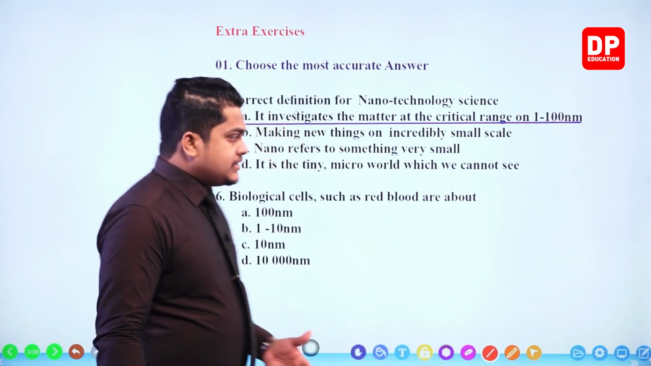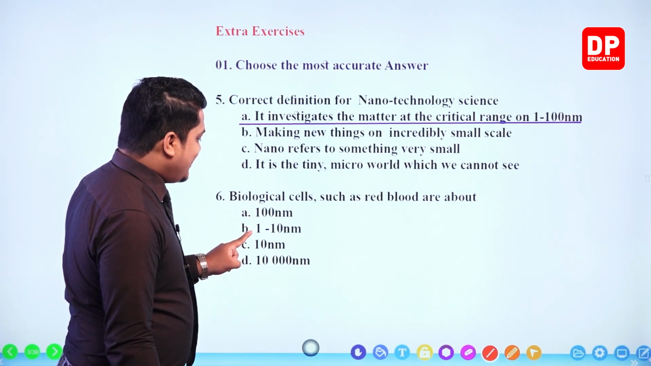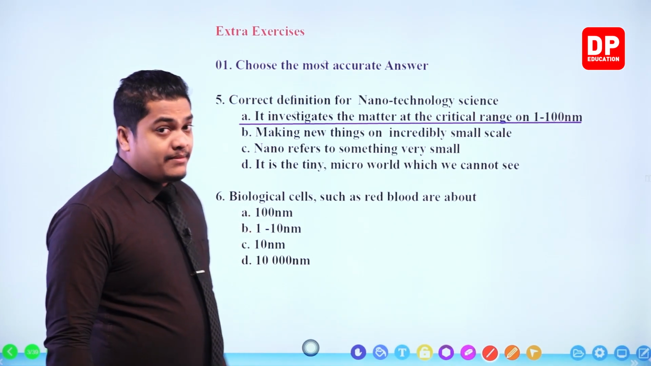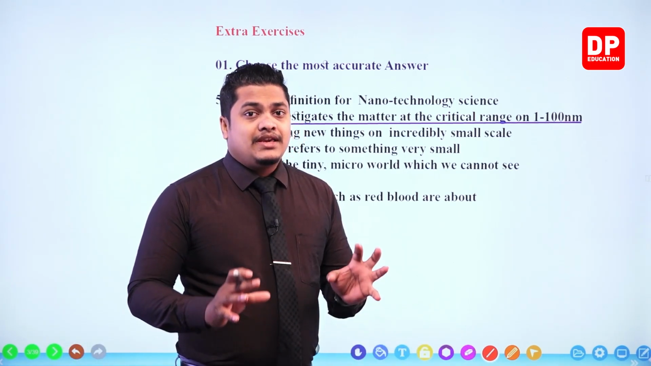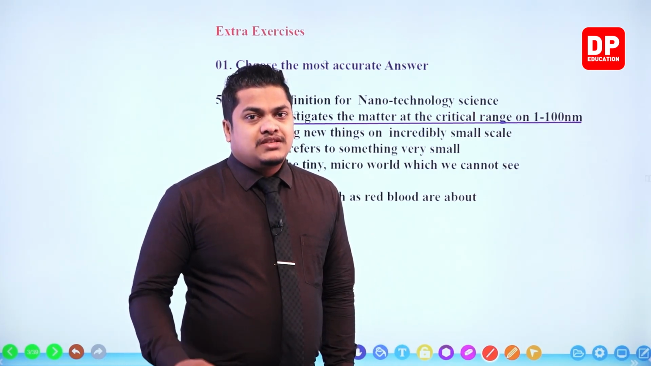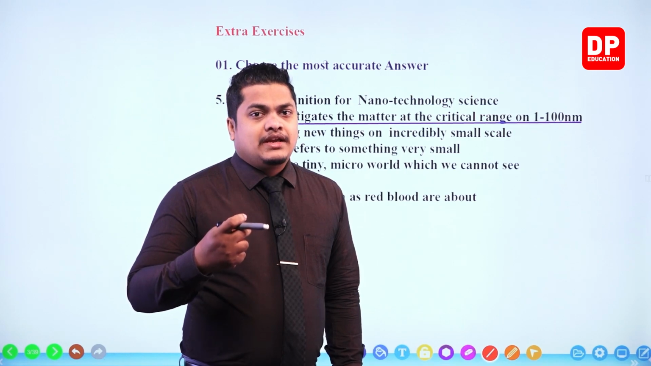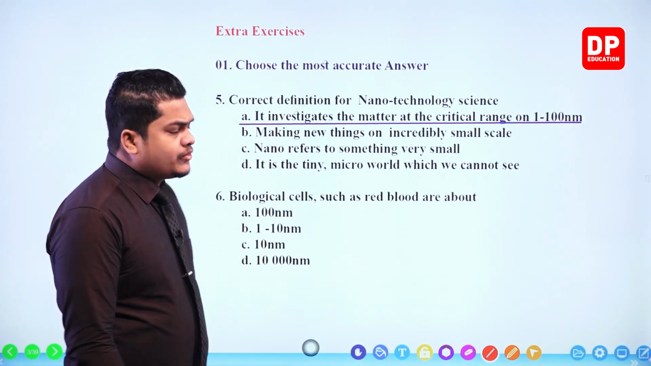So all the answers which are given over here, 100, 10, 10, can be neglected for sure, because these things cannot be the size of a red blood cell. So our possible answer should be what? The final one, 10,000 nanometers. How did we get that?